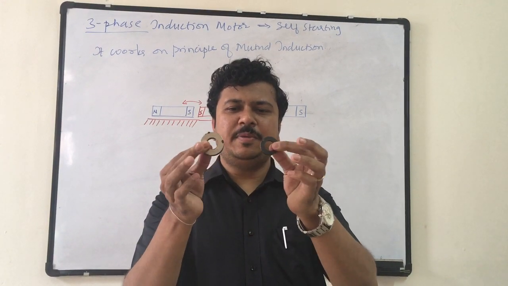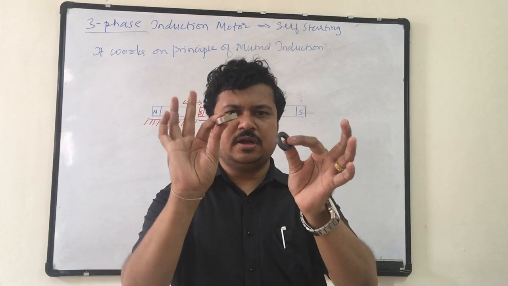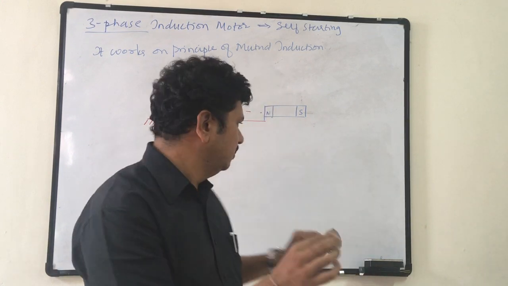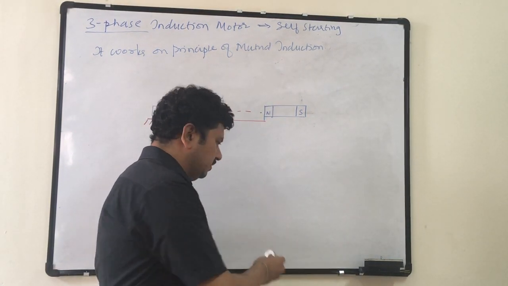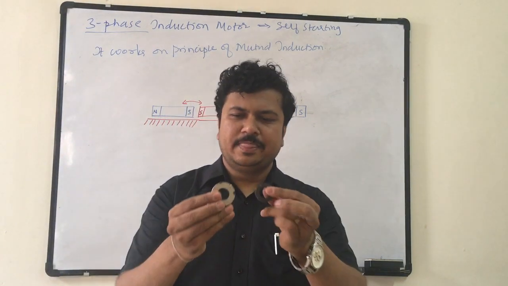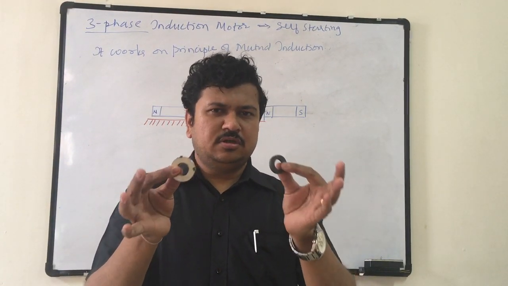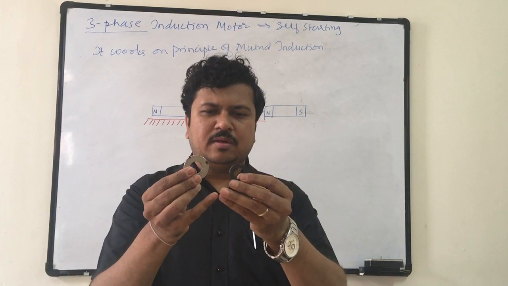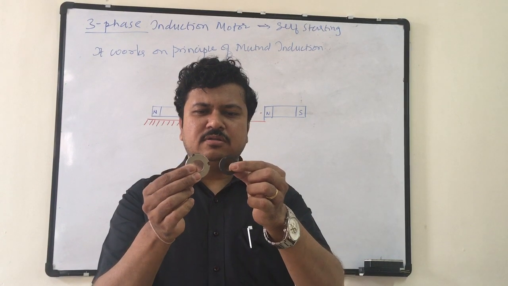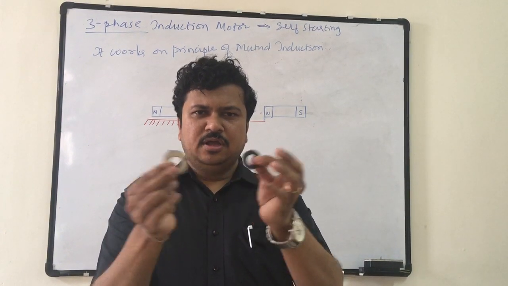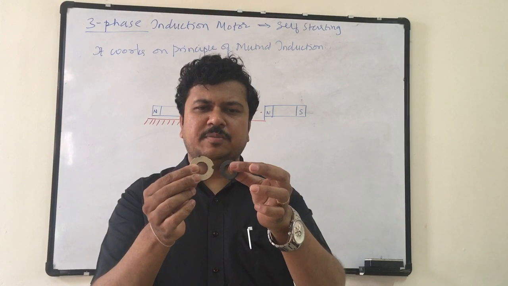So when I keep it at a far away point, there is no effect on this magnet. Both of these are magnets. So when the two magnets are far away, there is no effect. When one magnet comes near to the second magnet, the poles either attract or repel. See, there is a repulsion.